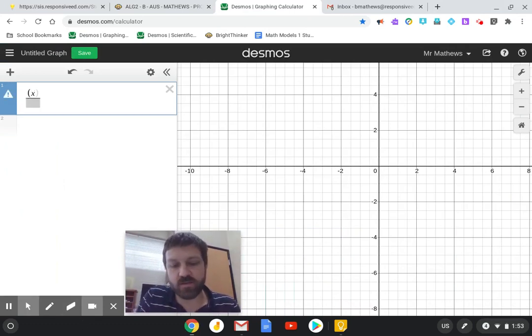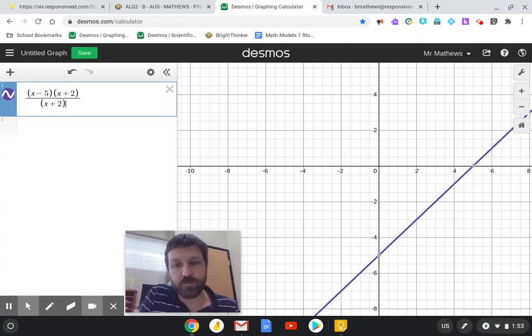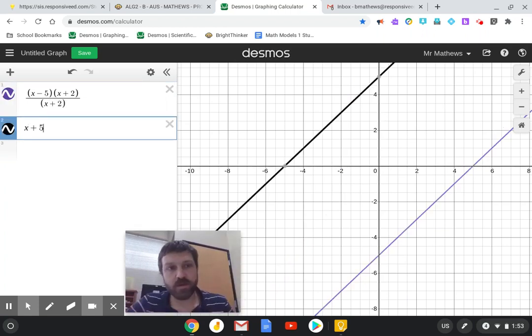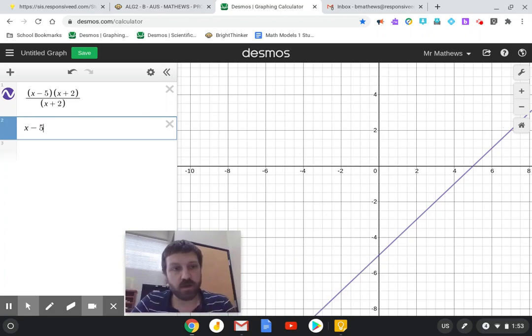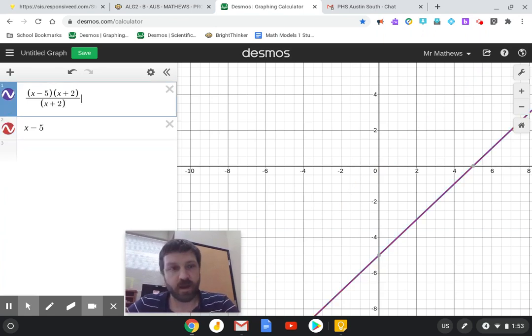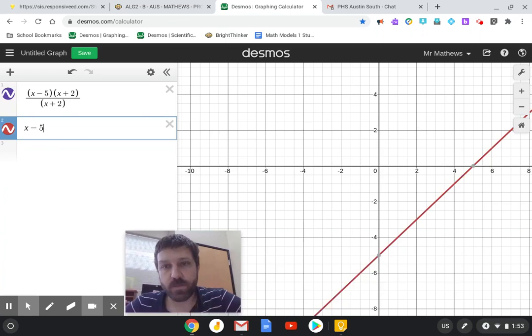So we had x minus 5, x plus 2 over x plus 2. So I will say, just for the sake of argument, the graph does look very similar to x minus 5, there we go, to the purple graph. So look, the purple graph and the red graph have basically the same shape.